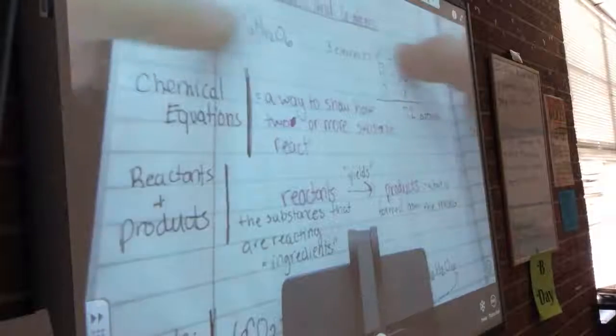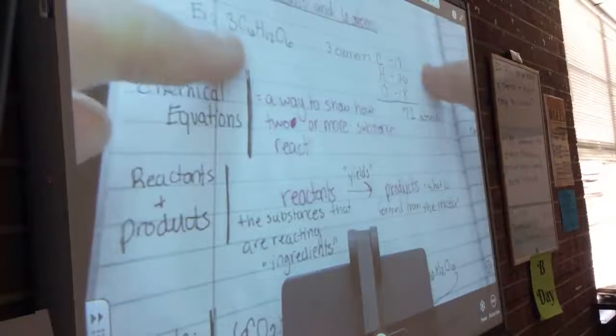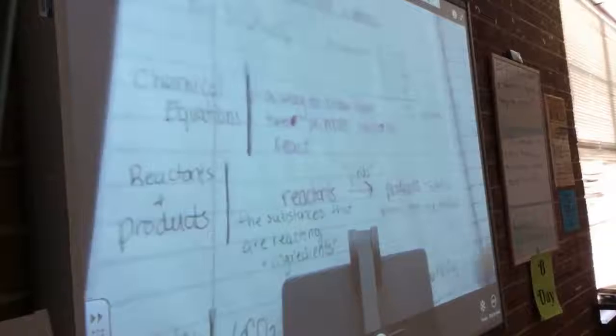Does everybody have this part up here down? They may not have that. This last bit.